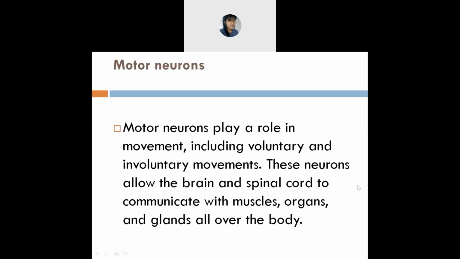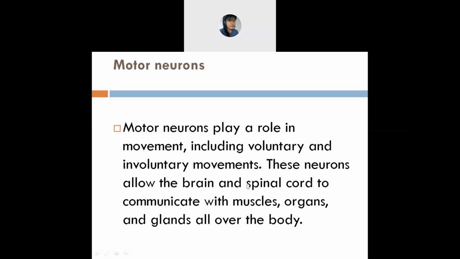Which you can control. Voluntary, yes. I've already explained to you in the morning. Please don't forget. Voluntary means which you can control. Involuntary means which you can't control. And these neurons, what do they do? They allow the brain as well as the spinal cord.